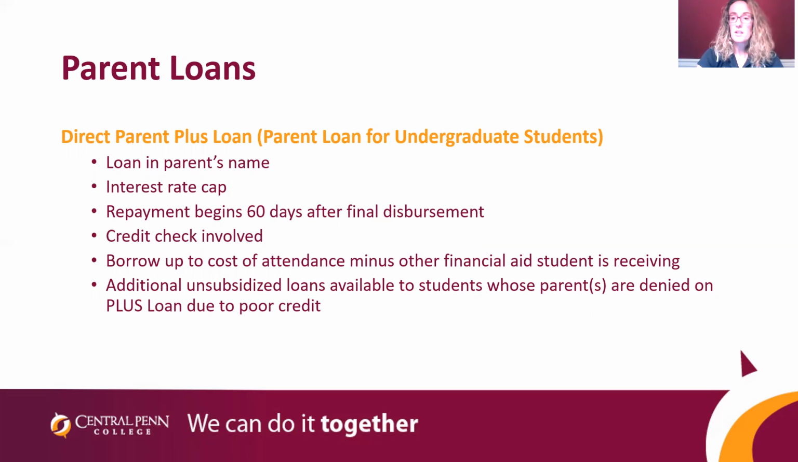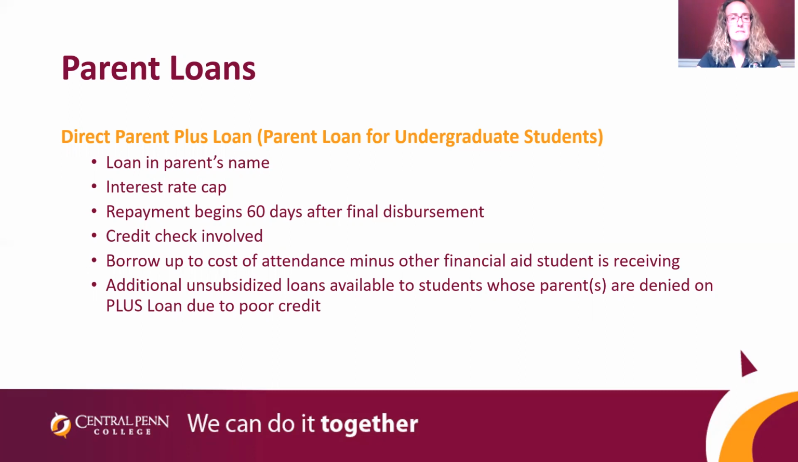It's a credit check. So if you pass the credit check and you're willing to borrow, you can borrow up to the cost of attendance minus the financial aid. So what does that mean? So we talked about a $10,000 bill. Now your student has a $5,500 student loan. So you still have $4,500 left to figure out.